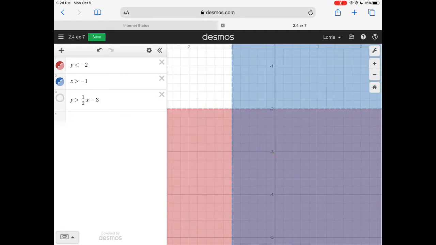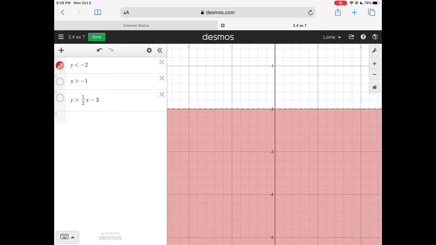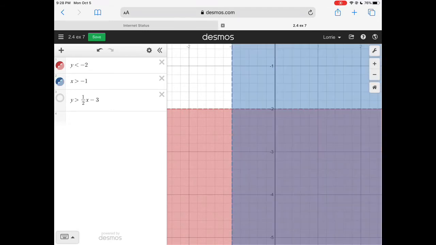I'm going to back this up one more time and watch as the blue comes in to make purple, making this square. And then finally, when the green cuts across, we get a triangle where all three overlap. Let's go ahead and transfer this information back to our notes.